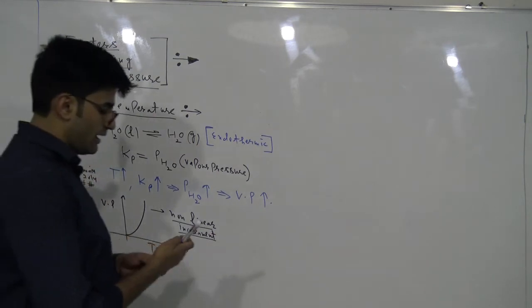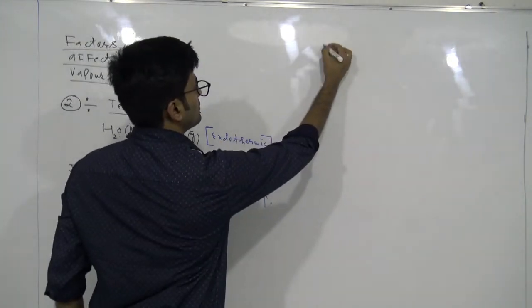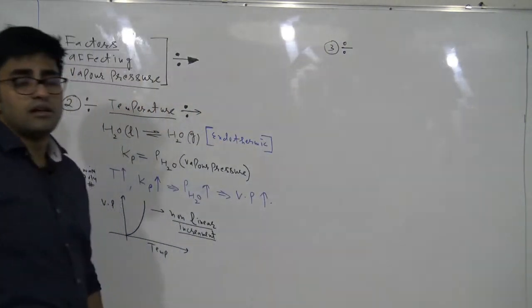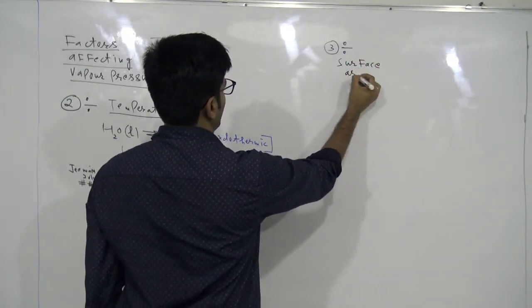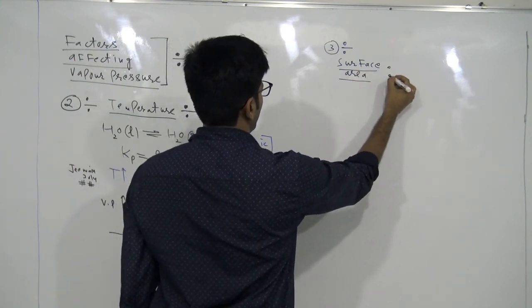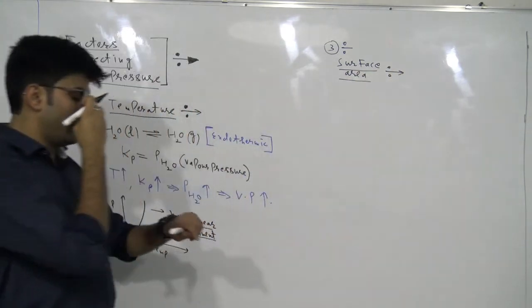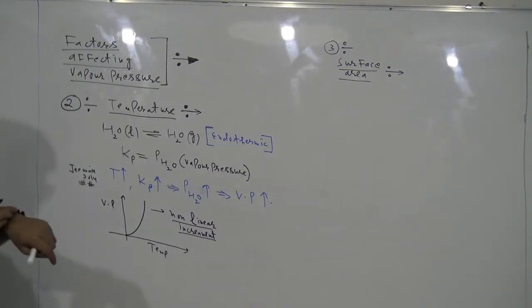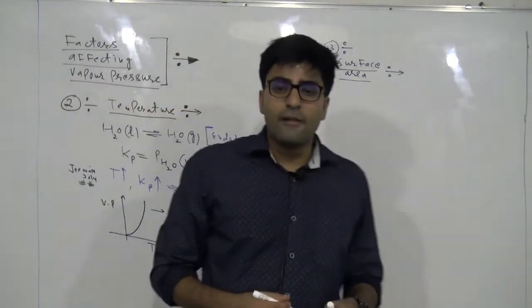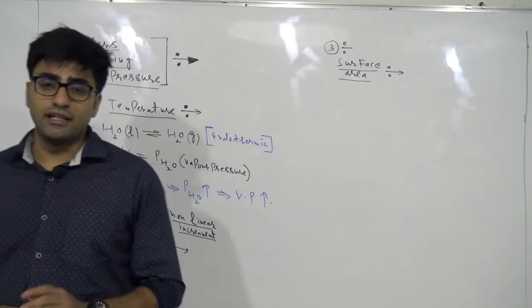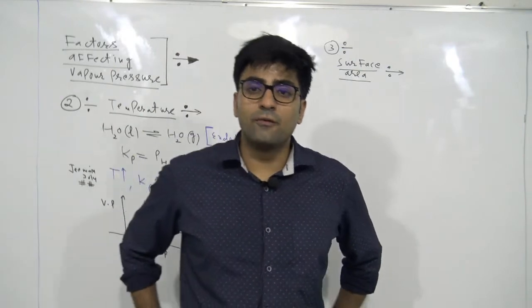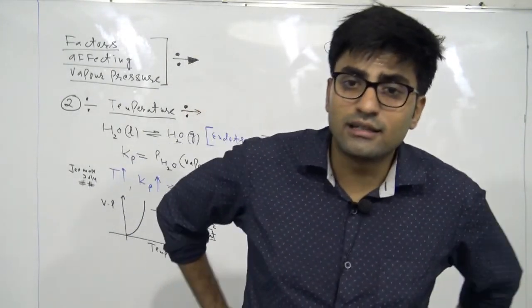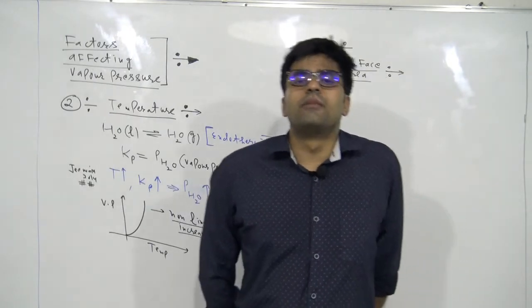Okay, now the third and the last factor is surface area. Third and the last factor is, guys, what? Surface area. Now tell me how surface area will affect the vapor pressure. If you ask many students, they will say that sir, if you are increasing the surface area, then the rate of evaporation is increasing, and if the rate of evaporation is increasing, more vapors will form, and if more vapors form, they will exert more pressure, and if they exert more pressure, vapor pressure will increase.